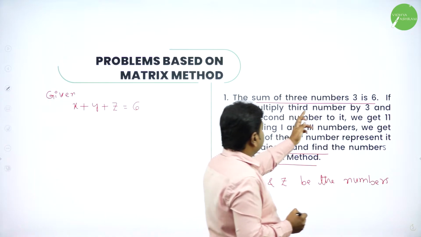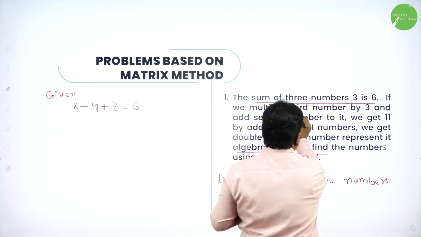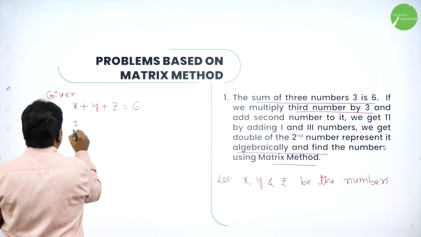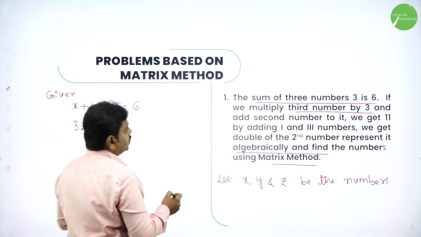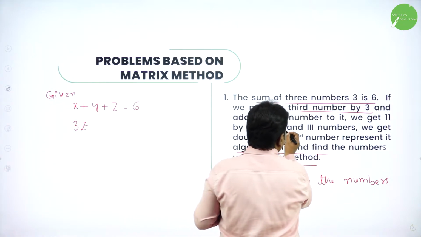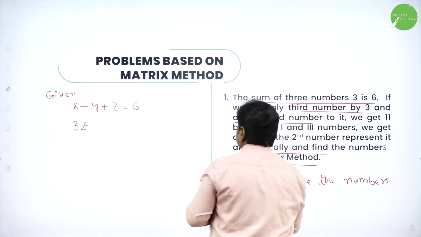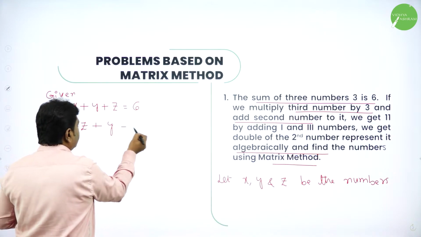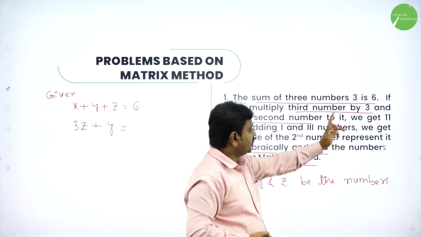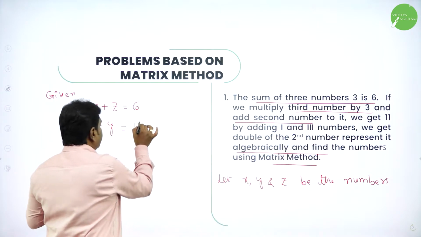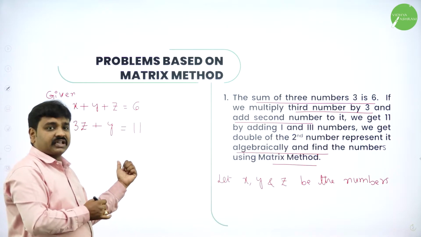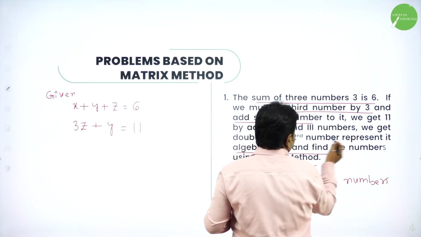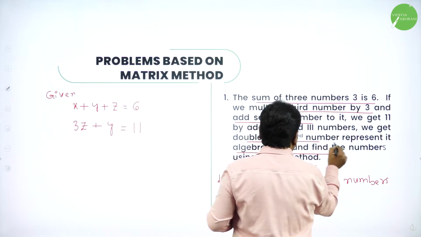If we multiply the third number by 3, third number is what? Z. So I'll multiply 3z and add the second number to it. What is the second number? Y. And we get 11. See, I'm reading it and I'm writing the equation. Then, by adding, we get double the second number.